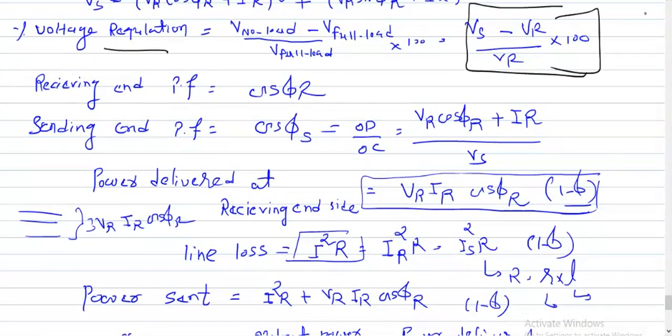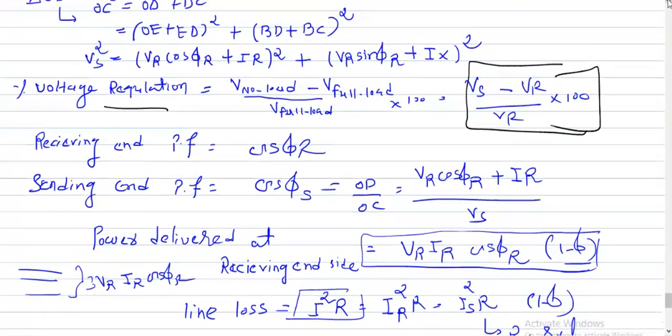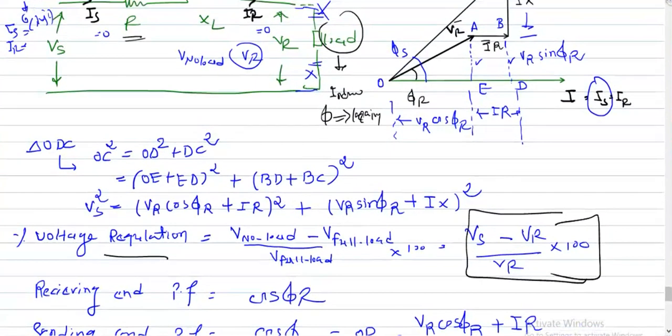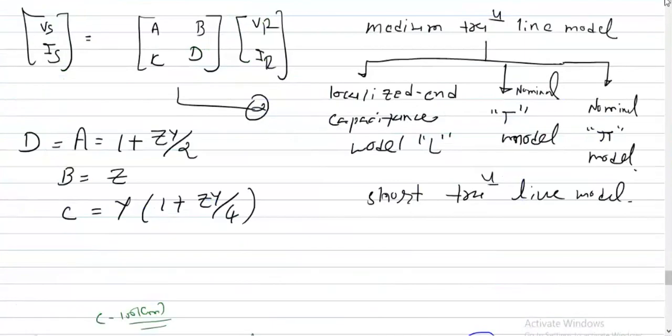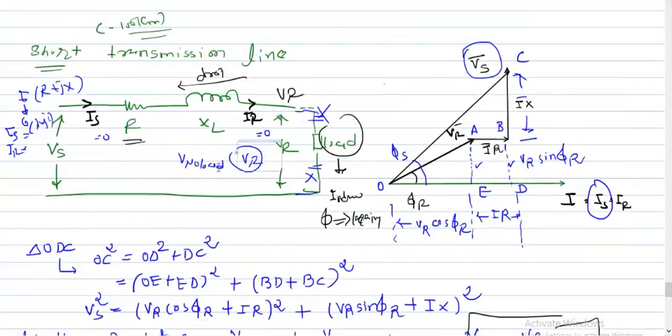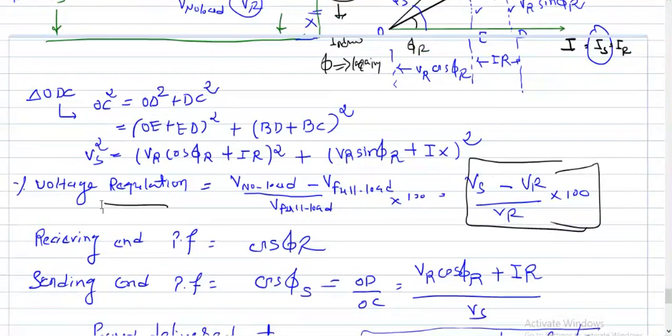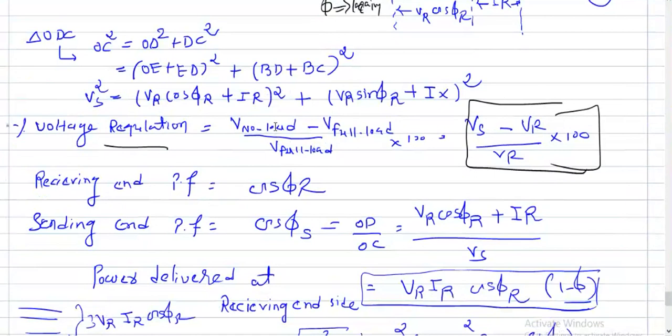So this is all about some of the parameters of the short transmission line model, then the vector representation, then efficiency. I'll just recap all these things. Basically, we start with this single phase transmission line model where only the capacitances are ignored. So this is R plus XL. Based on that, we developed the vector representation, and from it we can derive the voltage regulation, which is from no load to full load.